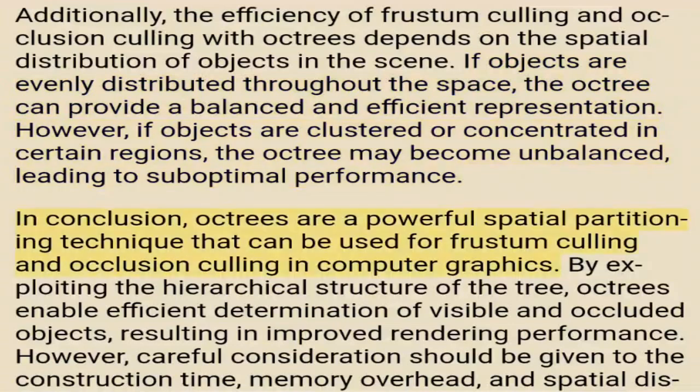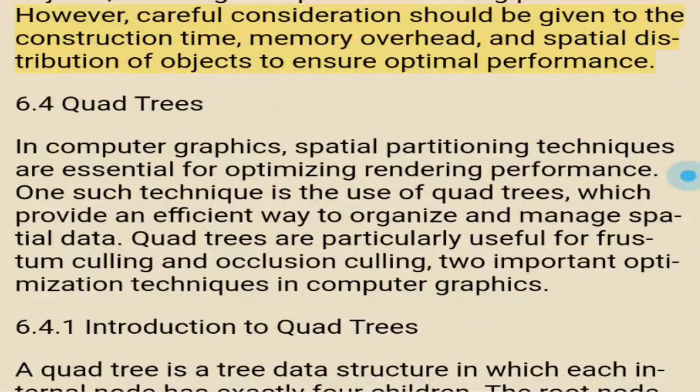In conclusion, octrees are a powerful spatial partitioning technique that can be used for frustum culling and occlusion culling in computer graphics. By exploiting the hierarchical structure of the tree, octrees enable efficient determination of visible and occluded objects, resulting in improved rendering performance. However, careful consideration should be given to the construction time, memory overhead, and spatial distribution of objects to ensure optimal performance.